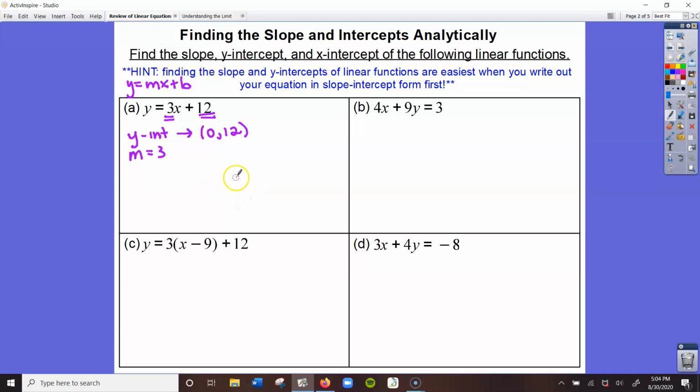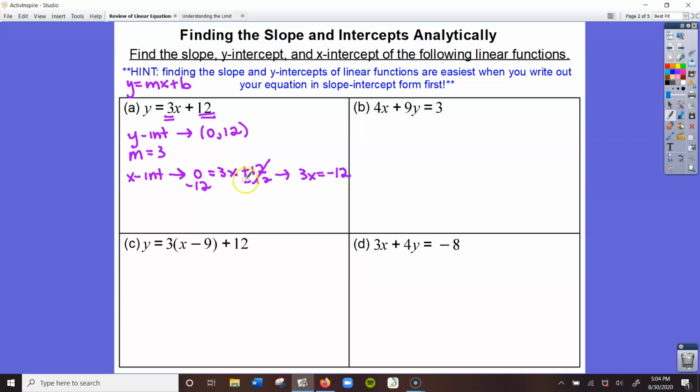And from the previous slide, we saw that in order to find the x-intercept, you need to plug in that y is equal to 0. So where the y is, I'm going to replace it with 0. So 0 equals 3x plus 12. Now I can use this equation to solve for x. So I'll subtract the 12 from here and move it to the other side.